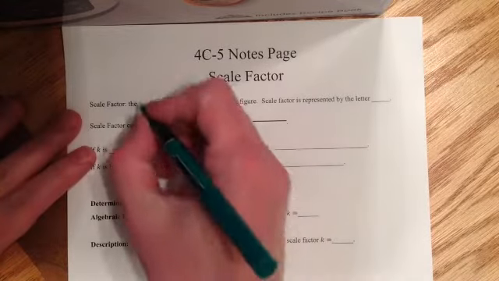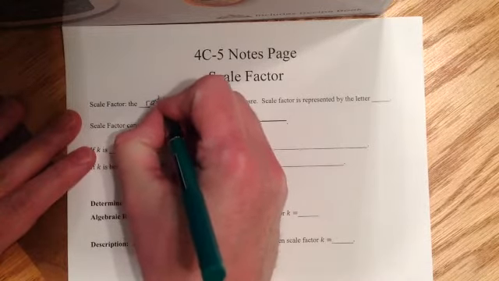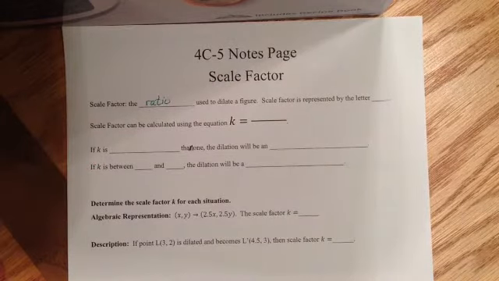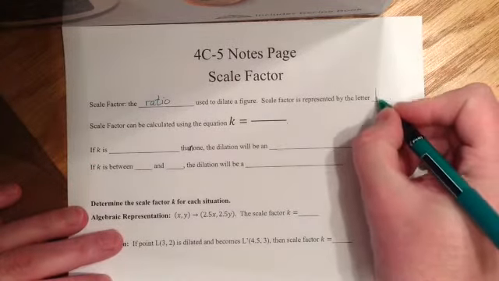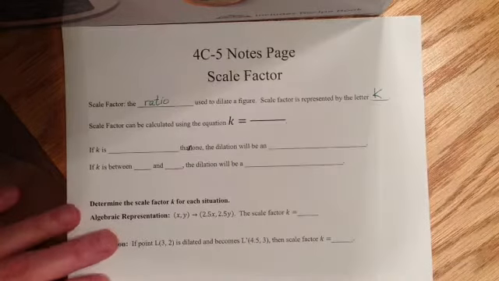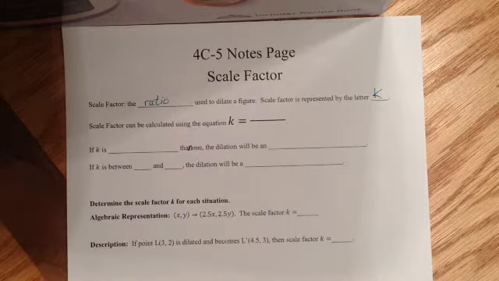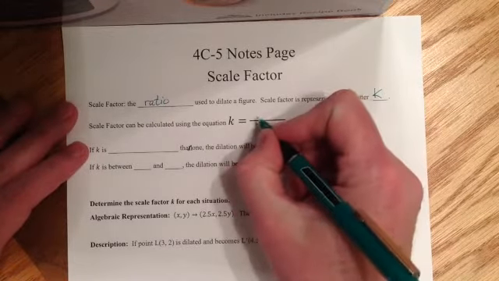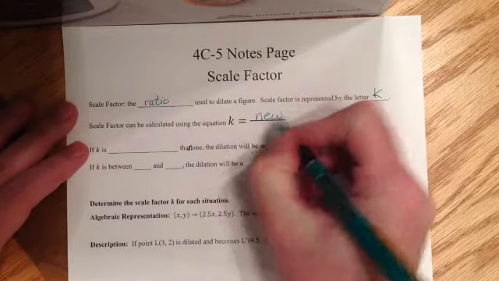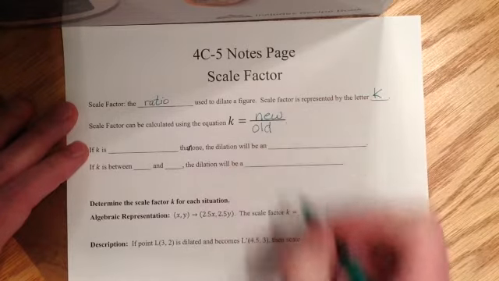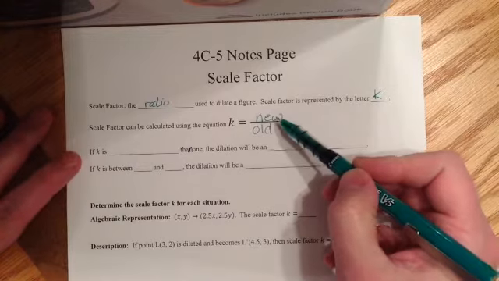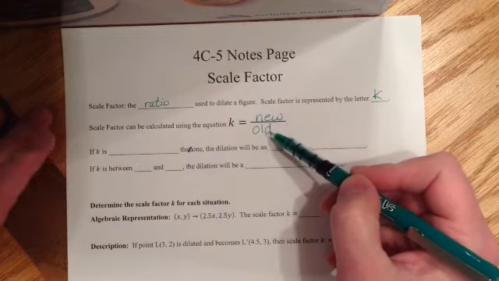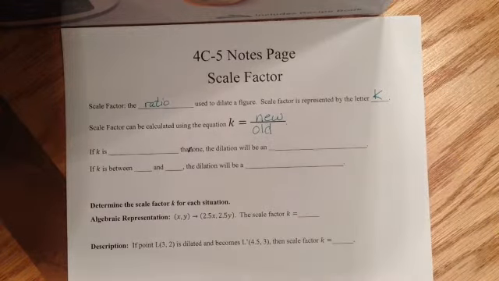So the scale factor is the ratio used to dilate a figure. And remember, scale factor is represented by the letter K. You remember that from the last video. Now to calculate scale factor, depending on what numbers we're given, K equals new over old. So whatever the new number or the new length is, over the old number or the old length. That is the way we find scale factor.